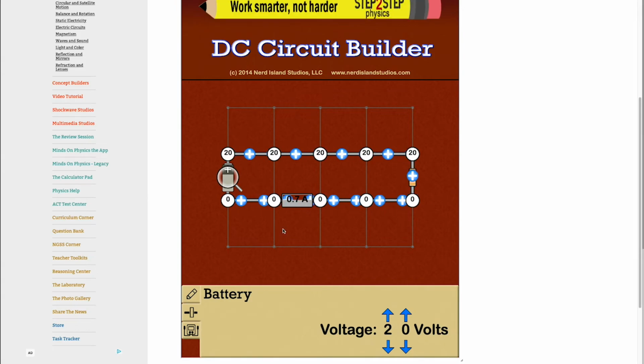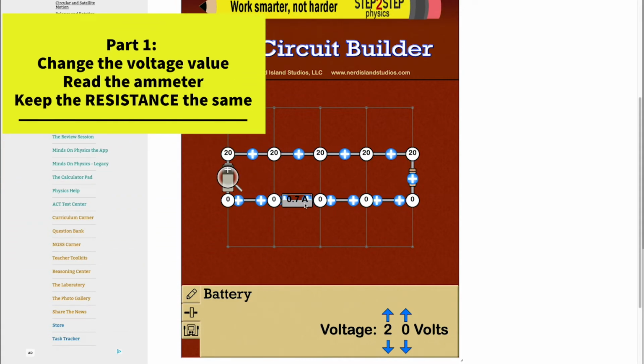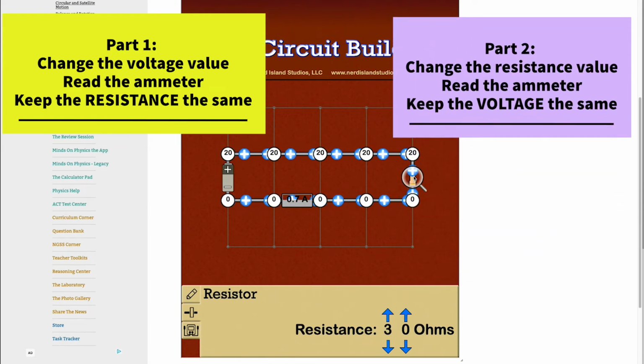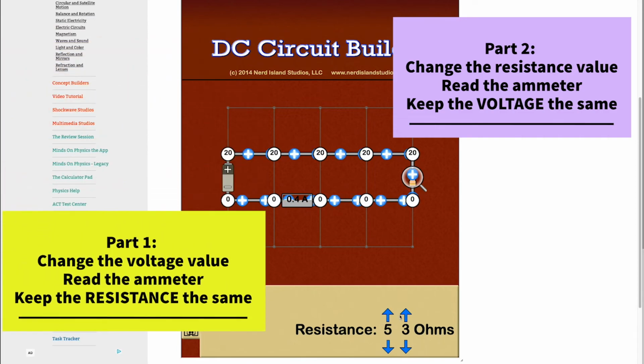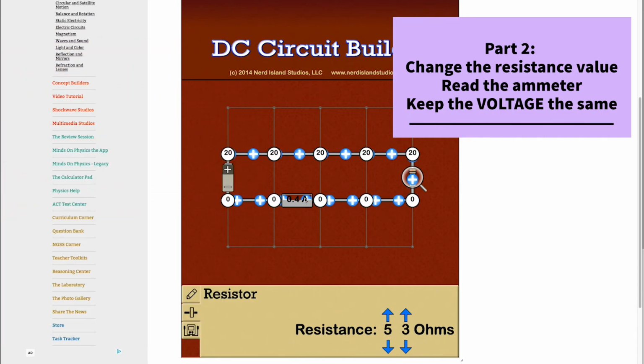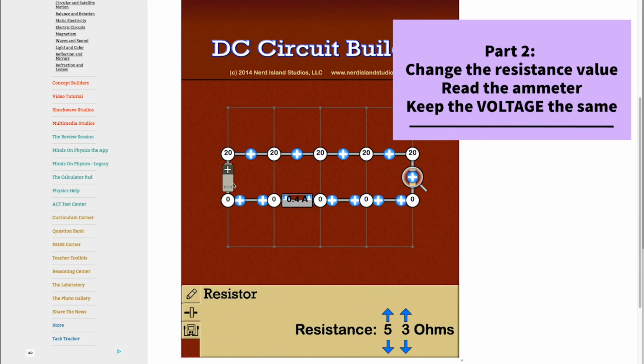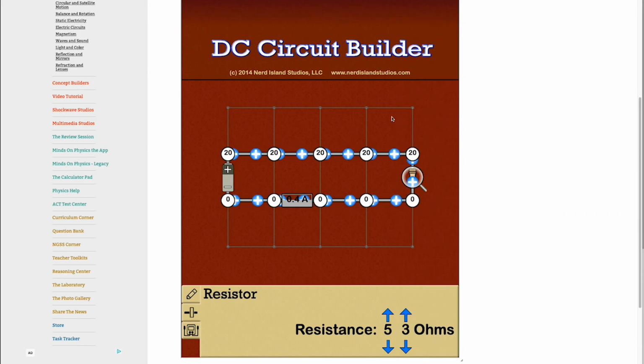For part 1, you're going to change the voltage, read the ammeter, and then keep your resistance the same. For part 2, you are going to change the resistance by whatever number you want, and you are going to read the ammeter, and then you're going to keep the voltage the same. So that's for part 2. That is it for the Ohm's Law Lab introduction.